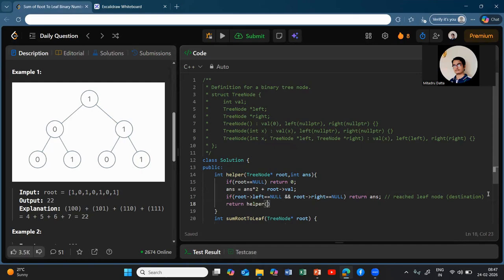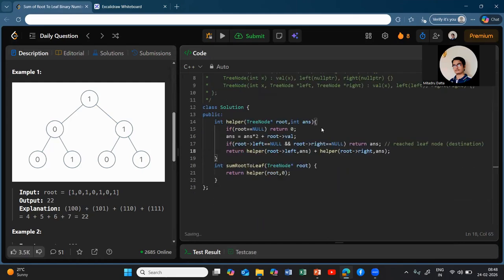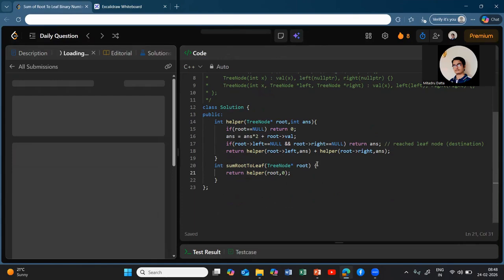Not the final answer. You see, you calculate your values from the left subtree and the right subtree and then add both of them. Okay, so you can just see helper of root arrow left and helper of root arrow right, answer. So you can just simply return all the answers from the left subtree and the right subtree, and yeah, if you just submit this, I hope this will work just fine. Yeah, this much code is only there.